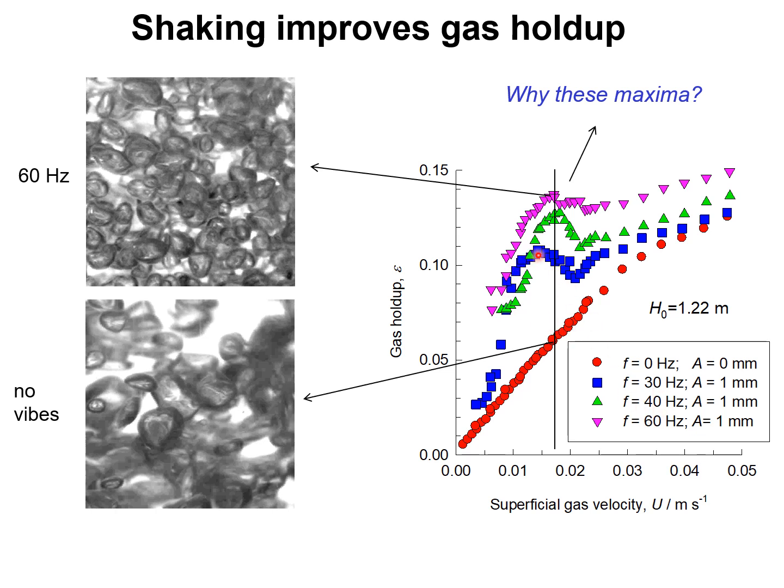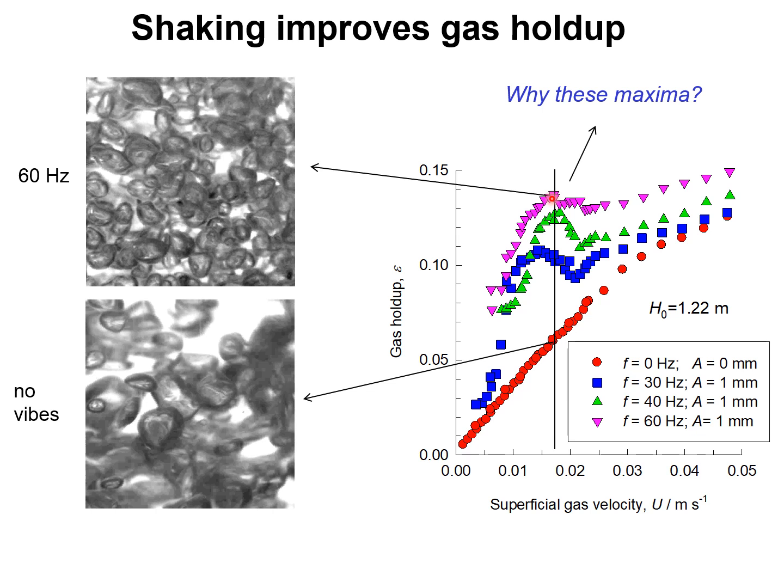For example, we see at 30 Hertz, there's a maximum in the gas holdup here. The maximum is shifted to a different position at 40 Hertz, and this is the operation at 60 Hertz.